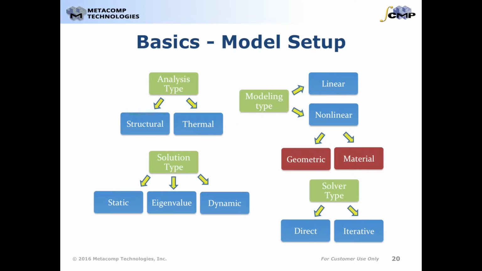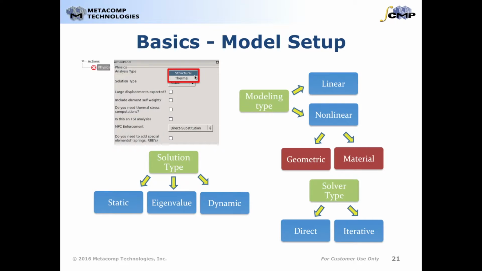Let us now go over the basics of the model setup within CSM++. Here, the user chooses the analysis type, the solution type, the modeling type, and the solver type. For the analysis type, the user can choose between a structural or a thermal analysis. These options appear in the AUI as follows. For the solution type, the user can choose between a static, a dynamic, or an eigenvalue analysis. These options appear in the AUI as follows.